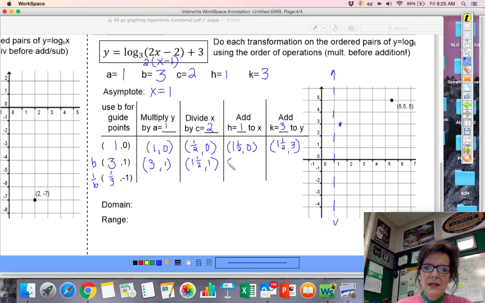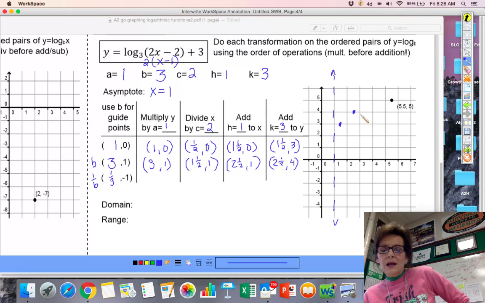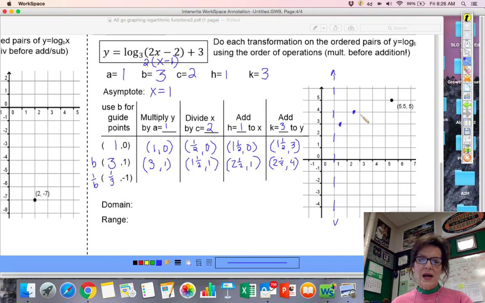Adding 1 to x now gives us 2.5. And then adding 3 to 1 gives us 4. So our next point to plot is 2.5, 4. And sure enough, it's right there on the curve following the pattern that we would expect. And then the very last one, 1/3, -1.